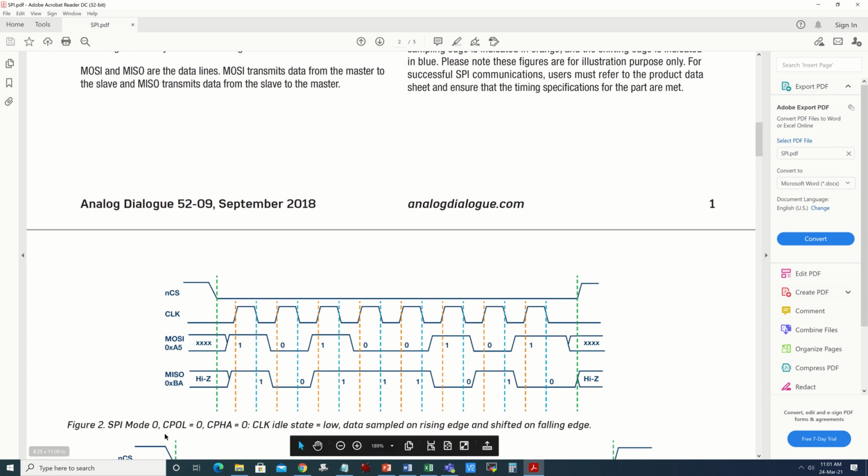Okay. So in SPI mode 0, clock polarity is 0 and phase is also 0. The idle state of the clock is logic 0. That means the clock remains at logic 0 when there is no communication, and data is sampled on the rising edge. That means during the rising edge of the clock, data is sampled from COPI or CIPO, which are also called MOSI or MISO. So during the rising edge of the clock, whatever data is available on either of the data lines gets sampled, whereas any change in the data happens during the falling edge.